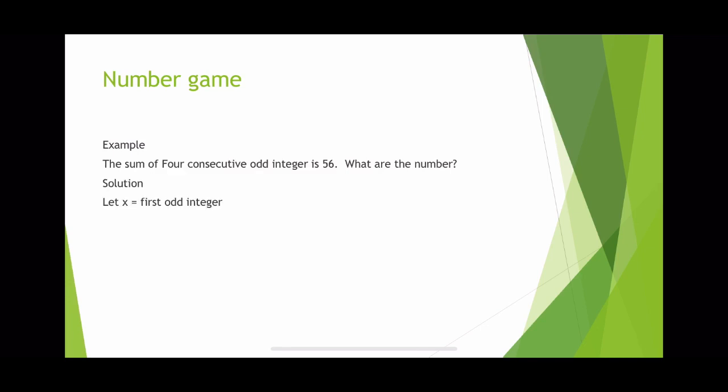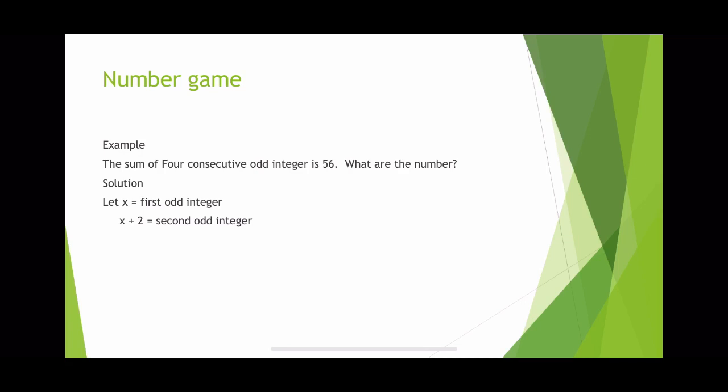To answer this, we let x be the first odd integer, and we let x plus 2 be the second odd integer. We cannot let x plus 1 be the second odd integer because, for example, if x is equal to 1 and you substitute it into x plus 1, it becomes 1 plus 1, which is 2. The answer would be an even number.